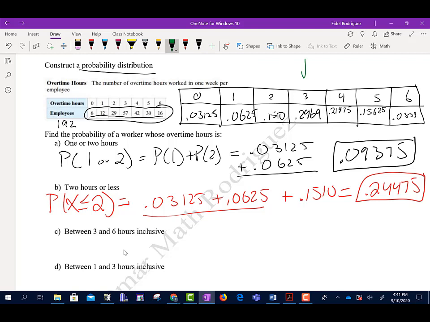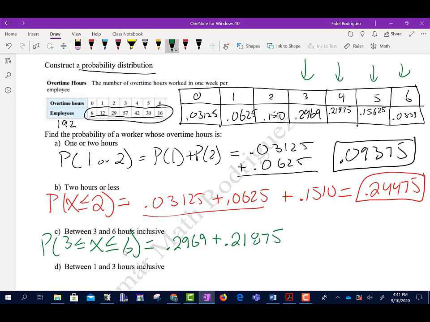The next part says between 3 and 6 inclusive. So I want these here, 3, 4, 5, and 6. So that x is going to be between 3 and 6. So I'm going to take 0.2969 plus 0.21875 plus 0.15625 plus 0.0833, and I'm going to add those numbers up together.